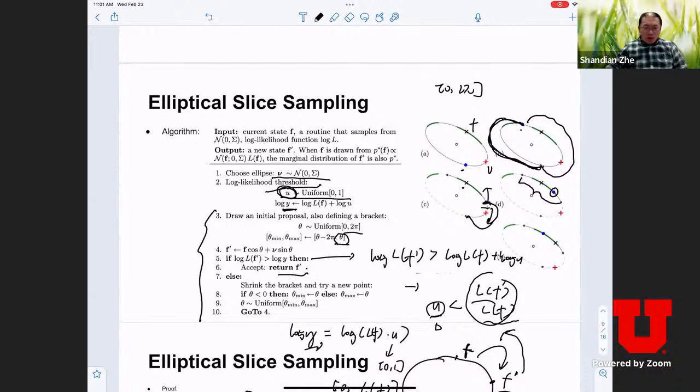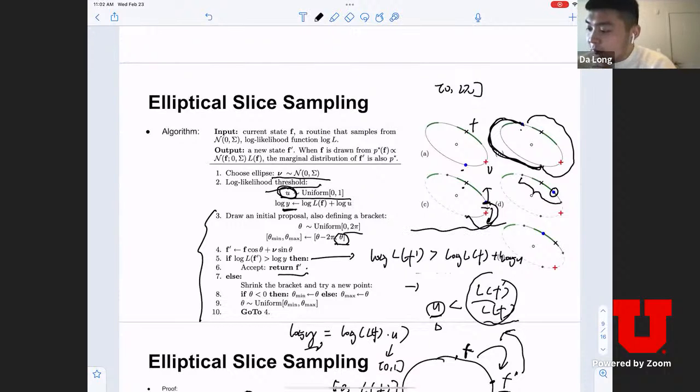I'm not exactly sure if what you described here is consistent with lines 8 to 9. Is it the same thing? Because it just says, if theta is less than 0, we set theta min to be theta. Otherwise, we set theta max to be theta. I think it's the same, because the graph is also from the paper, and there is a caption for the graph.